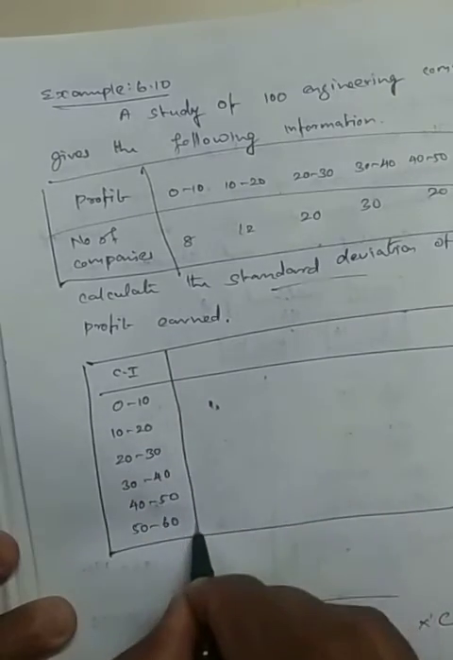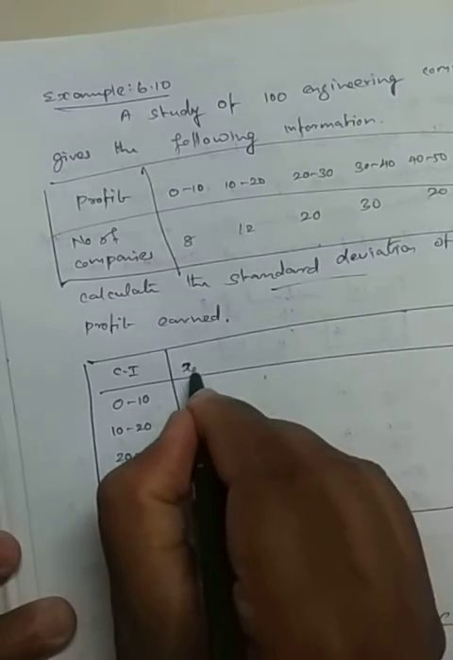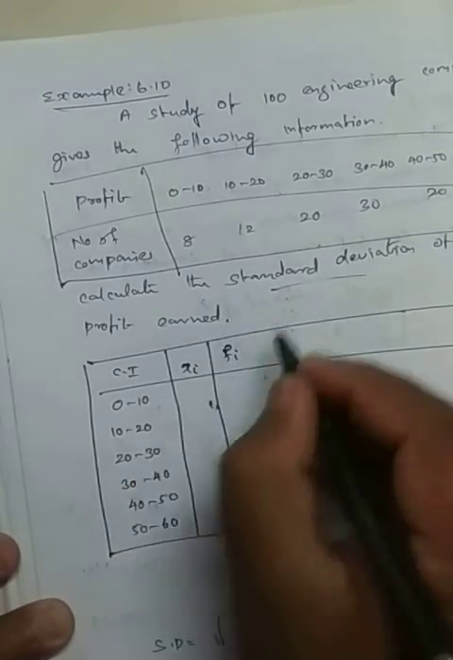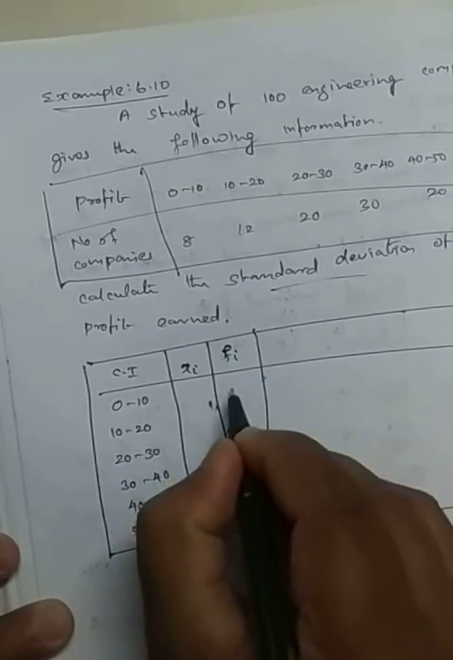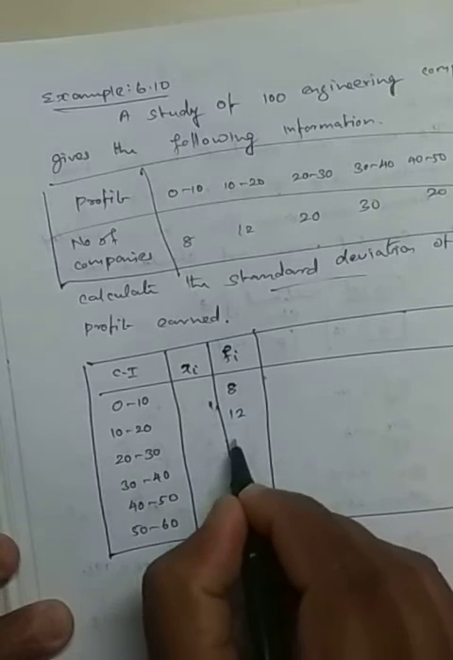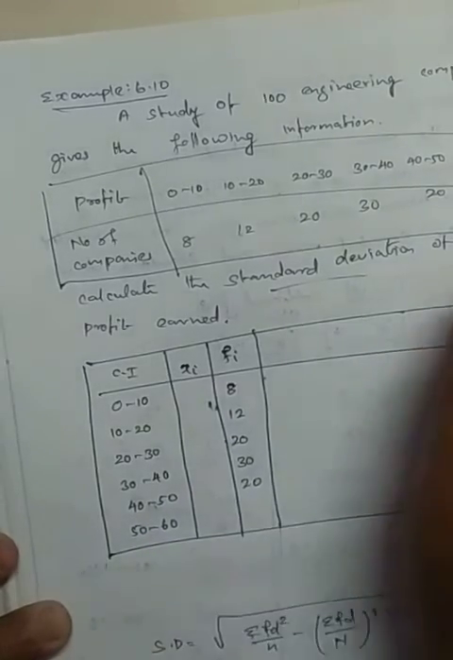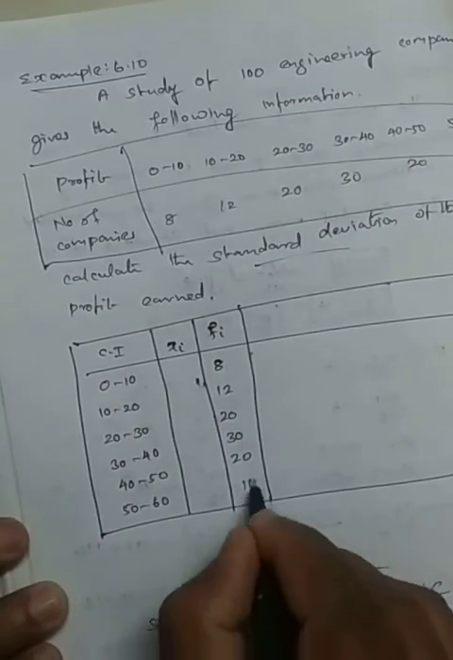First, next one, xi we need to find. Then fi. What is the fi? That is given in the data: 8 is there, 12 is there, 20 is there, 30 is there, 20 is there, and 10. That's from this table I'm taking.